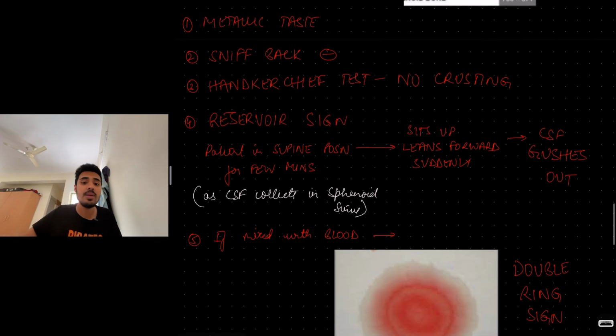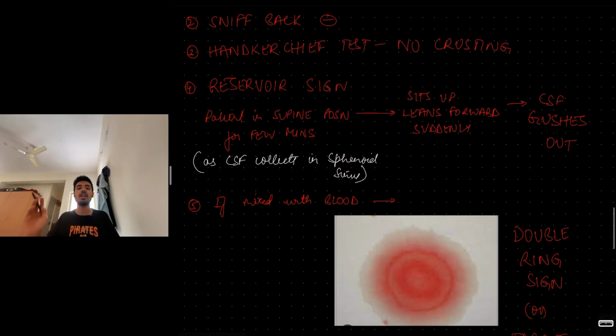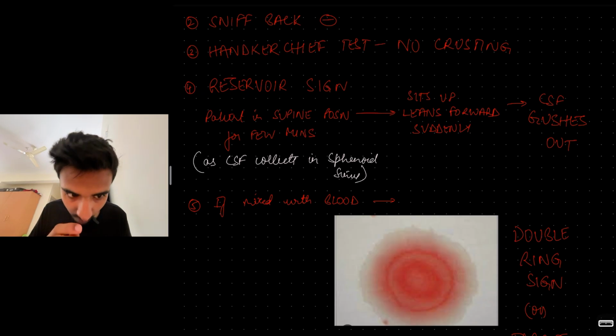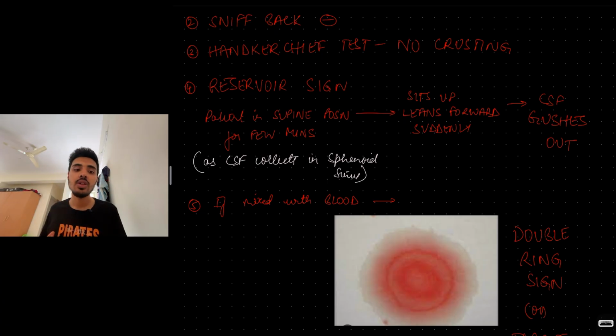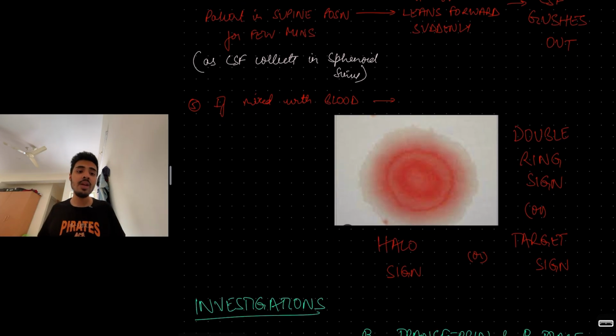Then there is something known as the reservoir sign. What is the reservoir sign? You make the patient lie down in supine position. When the patient lies down in supine position for a few minutes, the CSF that is leaking starts to collect in the sphenoid sinus. Then you suddenly ask the patient to get up and lean forward. There is a gush of CSF through the nostrils. Why is that? All the collected CSF from the sphenoid sinus starts flowing out. This is known as the reservoir sign. The sphenoid sinus acted as a reservoir of CSF. What did I tell is the most common cause of CSF rhinorrhea? That is trauma, right?